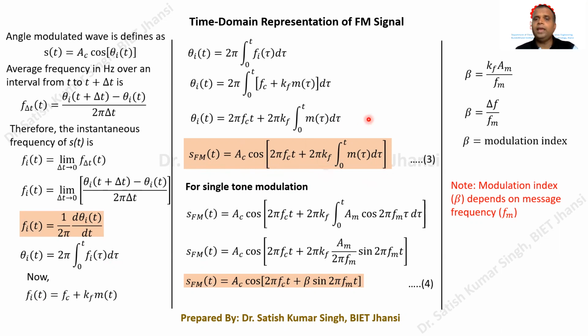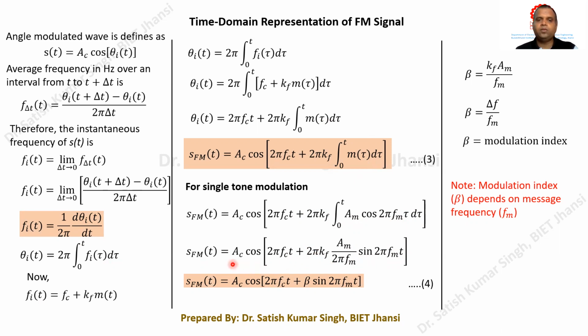Now if we take the case of single tone modulation, we can substitute the message signal m(t) equals A_m cos 2πf_mt. Just to change the dummy variable, t should be replaced by tau, so here you will get A_m cos 2πf_mτ dτ. If you do this integration, we get A_c cos of 2πf_ct plus 2πk_f times A_m over 2πf_m, and this becomes sine 2πf_mt. Here this 2π will be cancelled out.